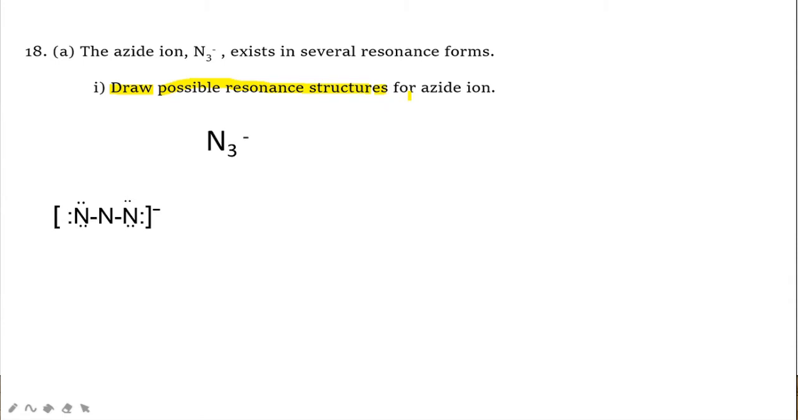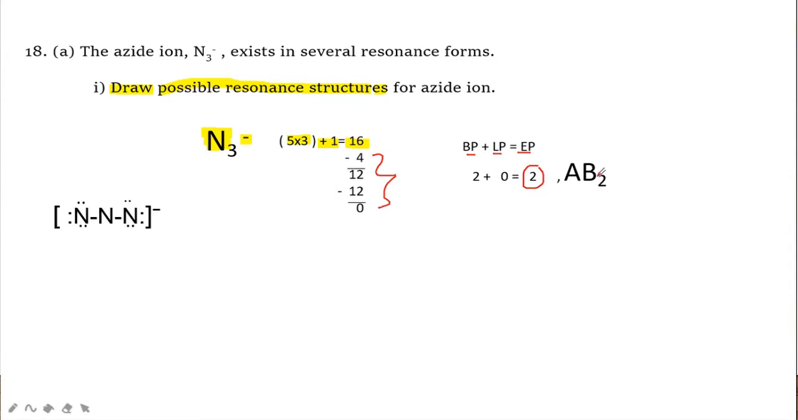As we know, the azide ion is N3 negative 1. The valence electron for N is equal to 5, so N3 is 5 times 3, and there is a negative charge here, so we have 15 plus 1 equal to 16. Then we have 2 minus 4, which is the bond pair at the central atom, equal to 12, and 16 minus 12 equal to 4. Bond pair plus lone pair equal to electron pair. Electron pair equal to 2, so we know that N3 negative 1 is AB2, which is the linear molecular shape. So this is the Lewis structure for N3 negative 1.